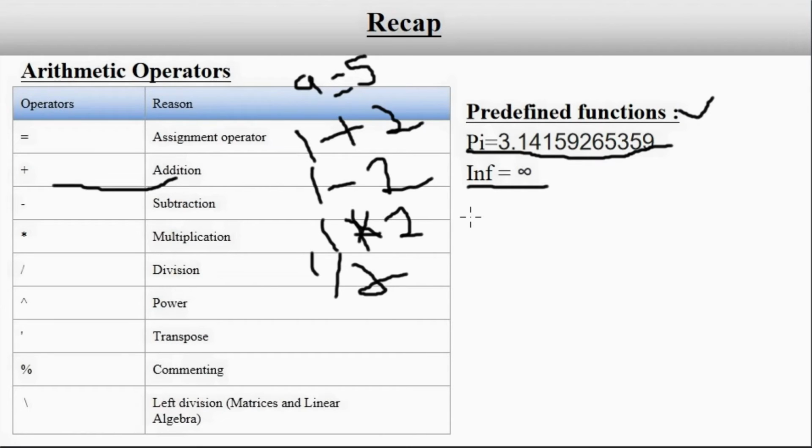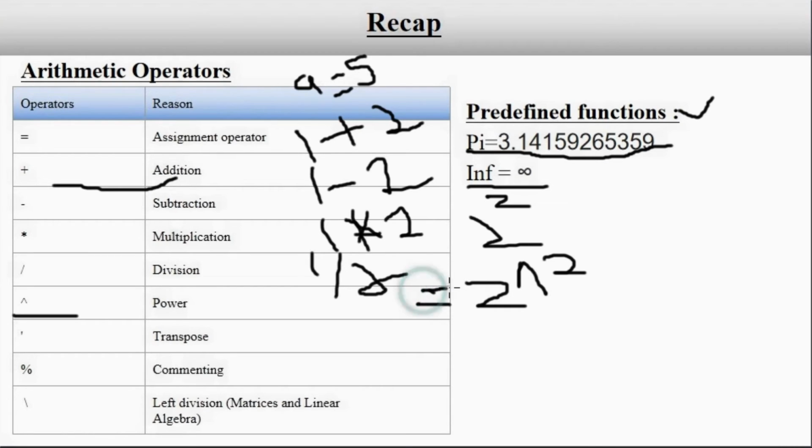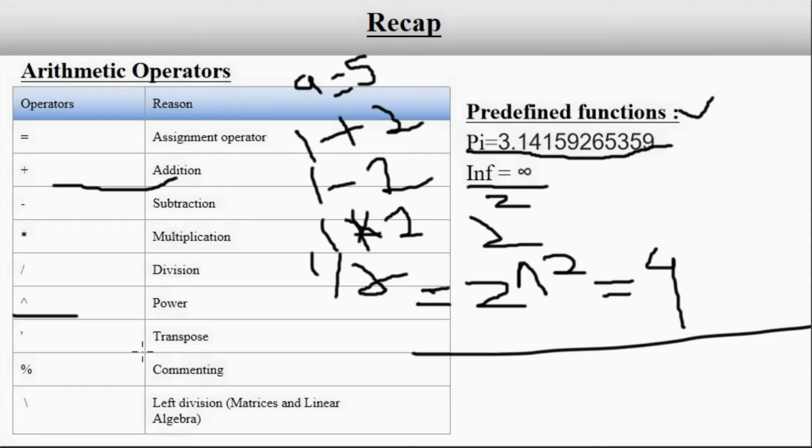So suppose we want to print 2 raised to 2. So how can we print? For that we use this caret symbol. So we write 2 caret 2, so it gives us 4. So we use this caret for power. Like that we have many examples. And for transpose, we have the single quote, which is used for transpose.